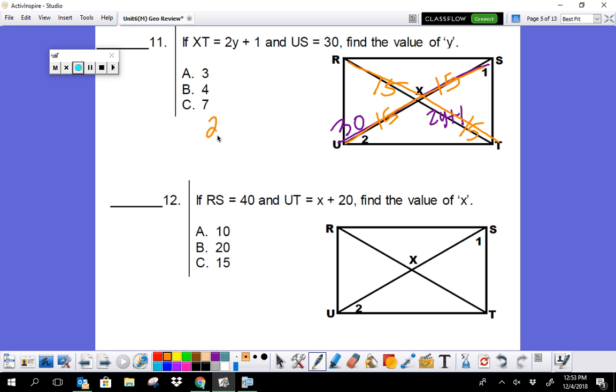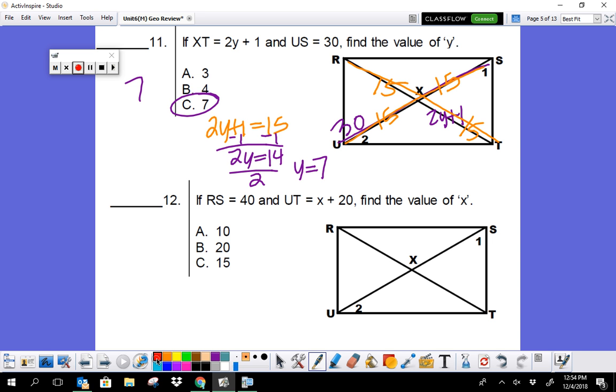So I'm going to say 2y plus 1 equals 15. I'm going to subtract 1. So 2y equals 14. And I'm going to divide by 2. So y equals 7.